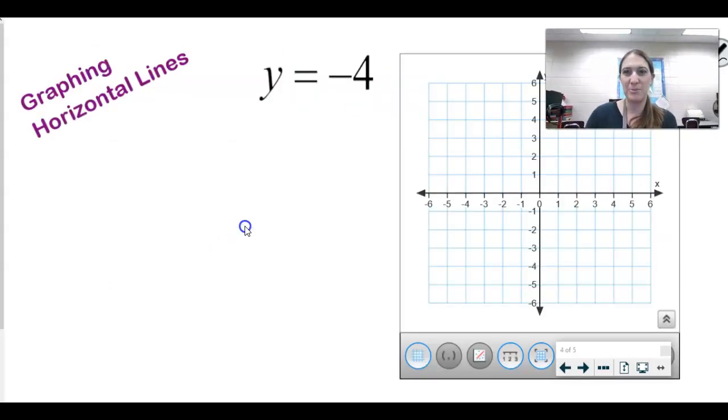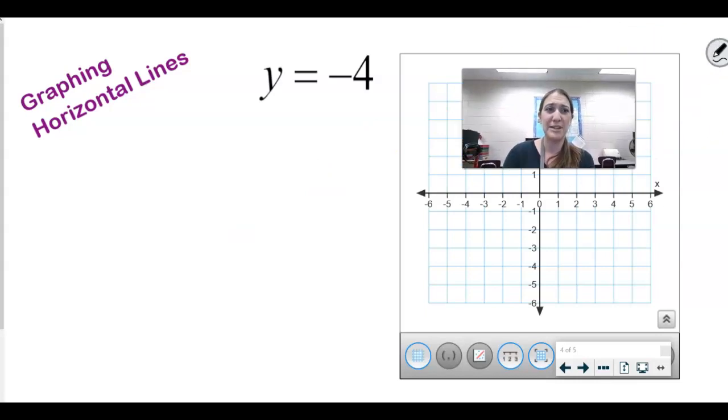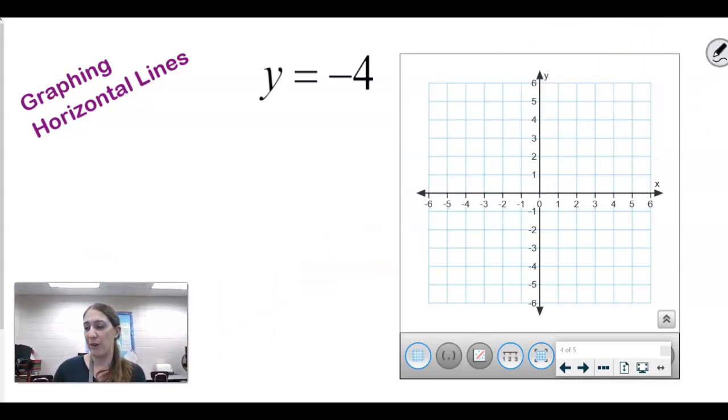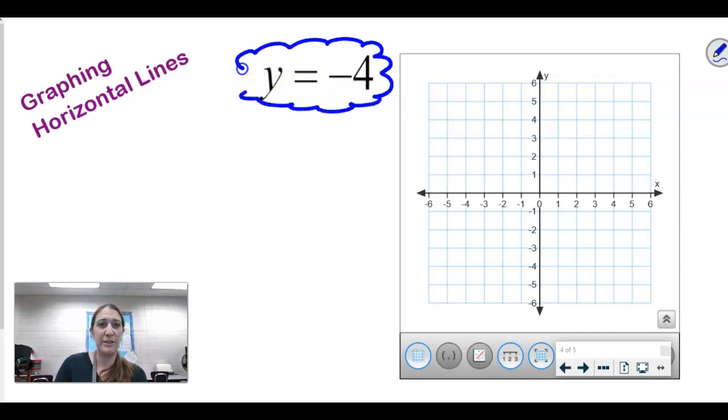Now let's talk about our special lines, the horizontal and vertical lines. So what if I asked you to graph the line y equals -4? That's a very special line because it doesn't quite fit the formula for y equals mx plus b. I mean, it kind of does if you think of it as having 0 x's. So in that case, it has a y-intercept at -4.